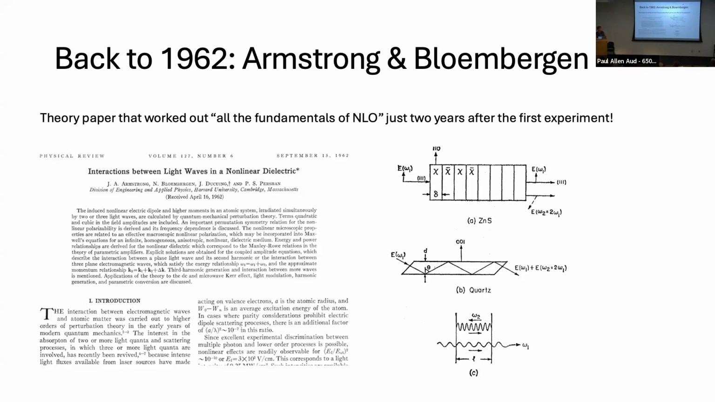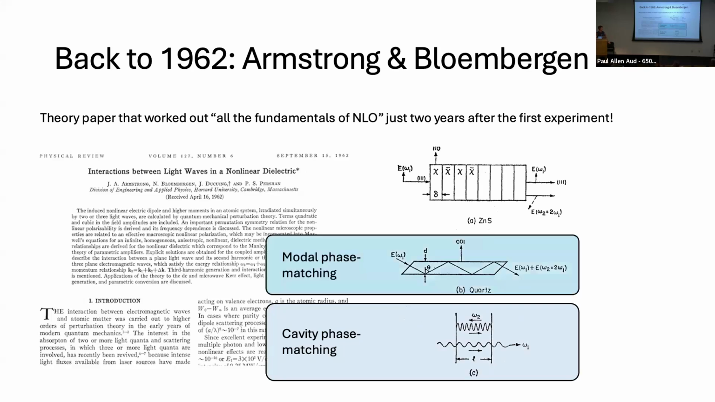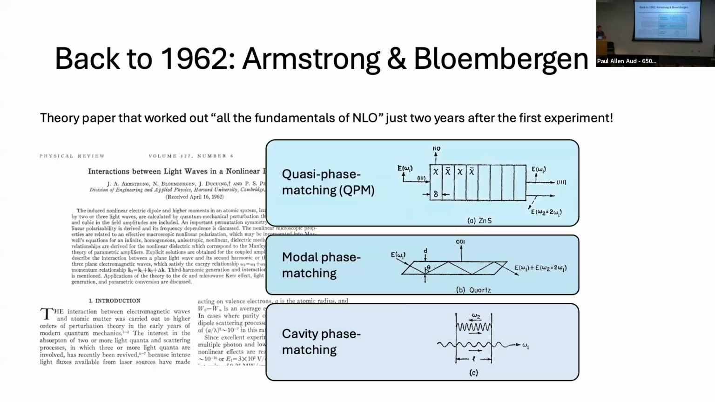And so being theorists, they were able to conceive of many things that were later realized experimentally. So these included other mechanisms for phase matching, such as phase matching in cavities, phase matching between different modes in a waveguide, and also this technique called quasi-phase matching, which is where you add in a lattice momentum by periodically inverting the sign of the nonlinearity to compensate for that delta K, or that phase mismatch.